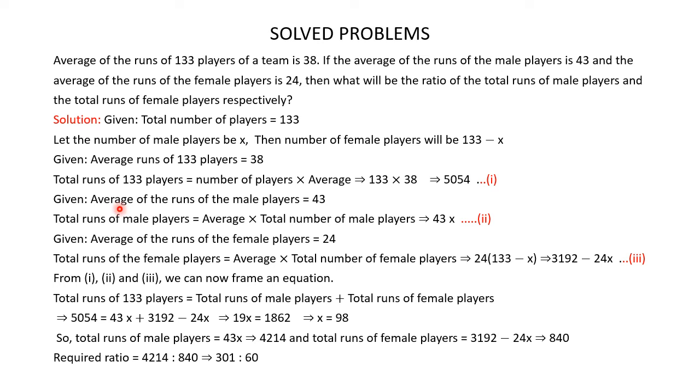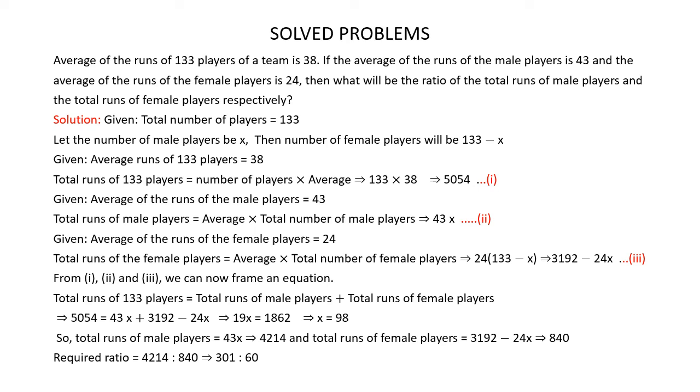It's given that the average of the runs of the male players is 43. So total runs of the male players is average multiplied by total number of male players. This is 43 multiplied by X, that is 43X. So total runs of the male players is 43X. This is the second equation.